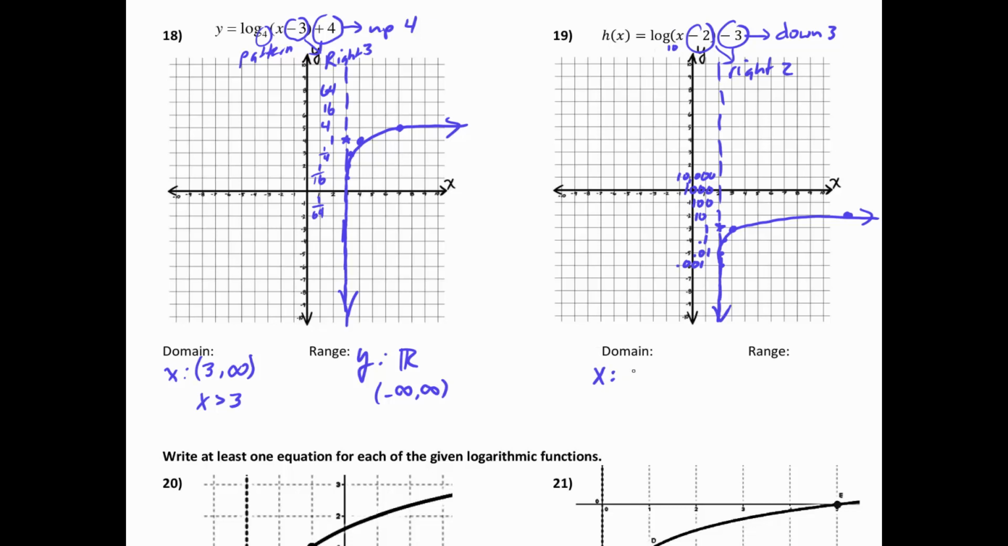The domain, the x values that we use, go from 2 to infinity. X's would be greater than 2. I cannot put equal. That would mean I'd stand on the asymptote. That's bad. The range and the y values go everywhere, from negative infinity to positive infinity. Double R is how we represent that. All real numbers.